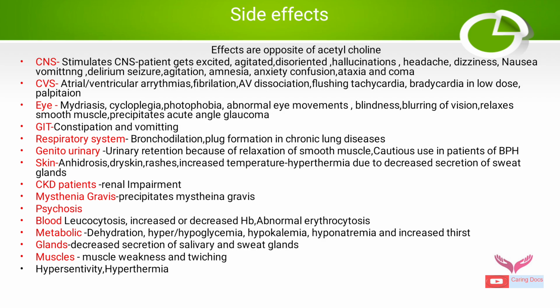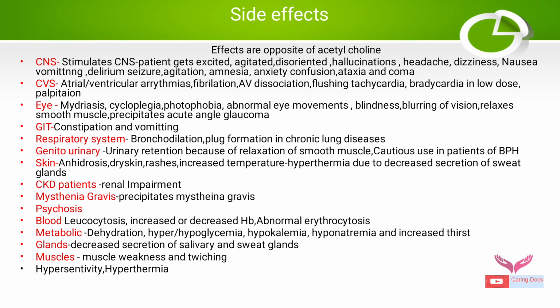In the eyes, it causes mydriasis, cycloplegia, photophobia, abnormal eye movement, blindness, and blurring of vision, and it relaxes the smooth muscle, precipitating acute angle glaucoma. In GIT, it causes vomiting and constipation. It also causes bronchodilation and plug formation in chronic lung diseases. In the genitourinary tract, it causes urinary retention because of relaxation of the smooth muscle, so we have to be cautious while using it in patients with BPH. It causes anhidrosis in skin, dryness of the skin, rashes, and increased temperature, that is hyperthermia, due to decreased secretion of the sweat glands.